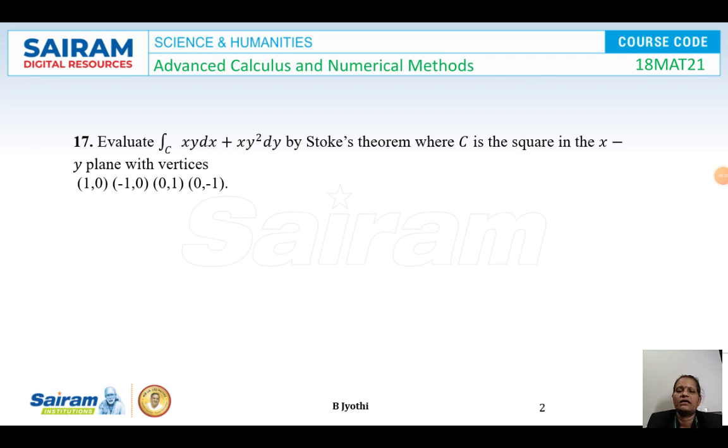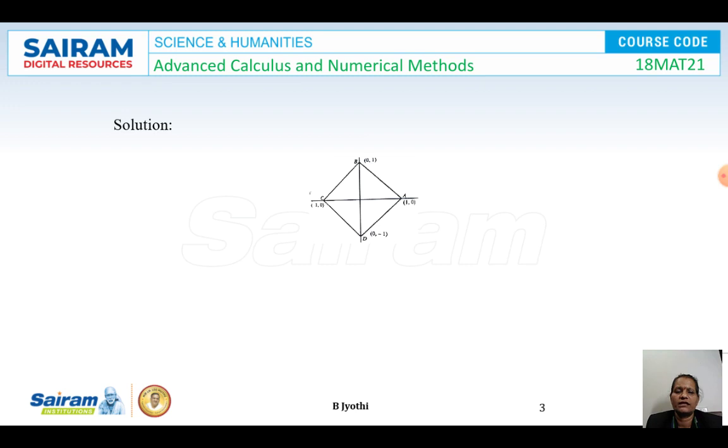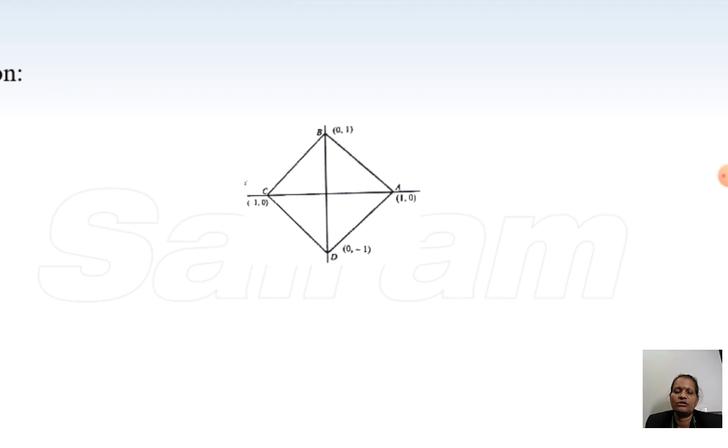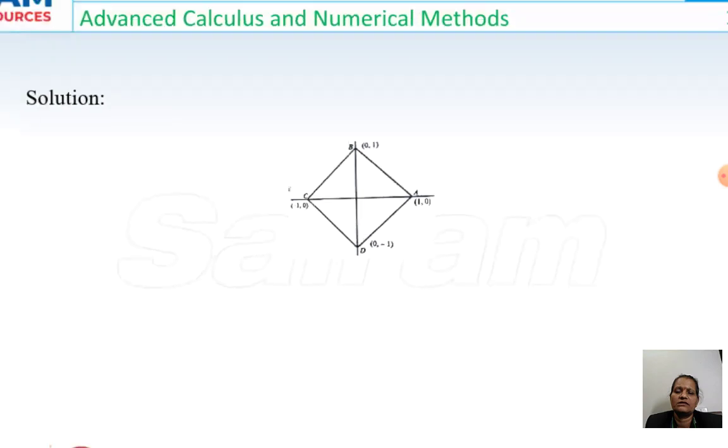Evaluate the integral of xy dx plus xy square dy by Stokes theorem, where C is the square in the xy plane with the vertices (1, 0), (-1, 0), (0, 1) and (0, -1). So this is the diagram. You can observe (1, 0) is the first vertex. Then (0, 1) we can see here, and (-1, 0) and (0, -1). This is the diagram.